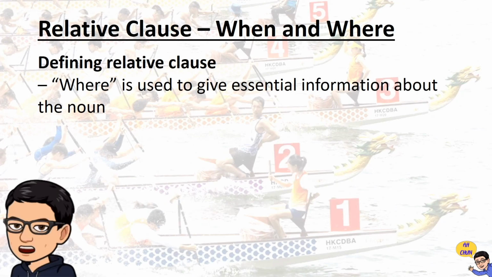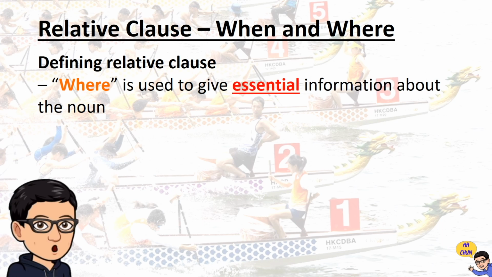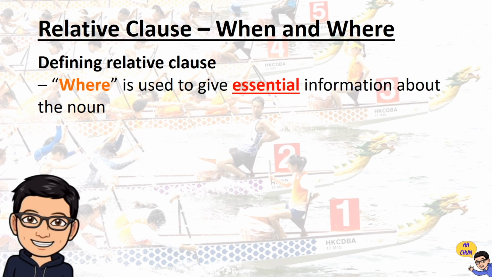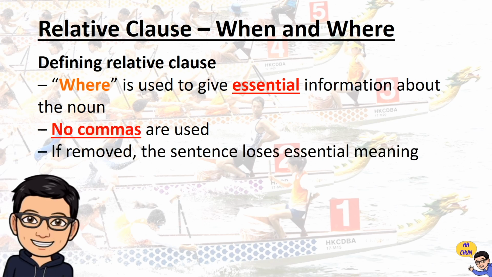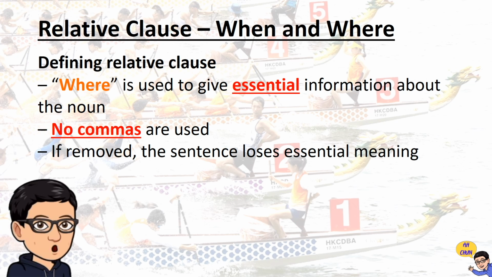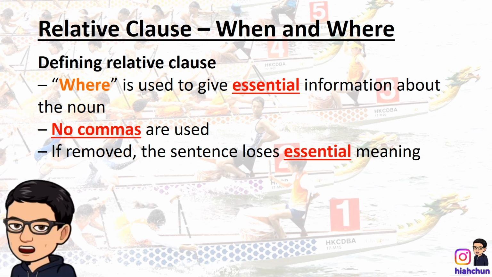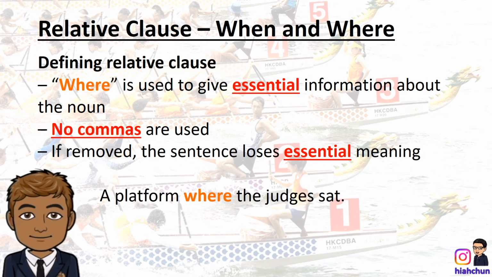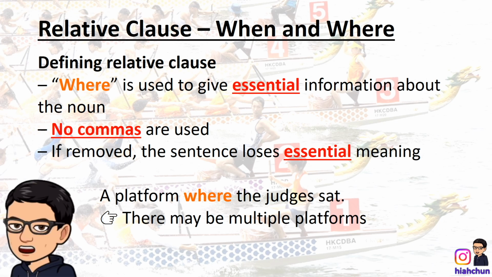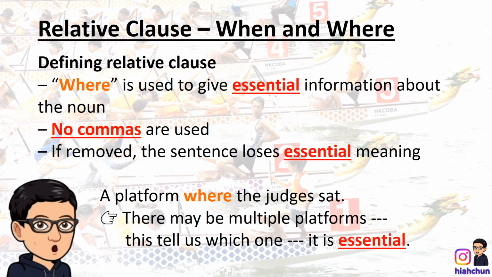In a defining clause, where is used to give essential information about the noun. The clause is necessary to understand the sentence, so we don't use commas. Also, if we remove the clause starting with where, the sentence loses its essential meaning and becomes unclear. Let's look at our example sentence. A platform where the judges sat. There may have been multiple platforms. Where tells us which platform, so it is essential.